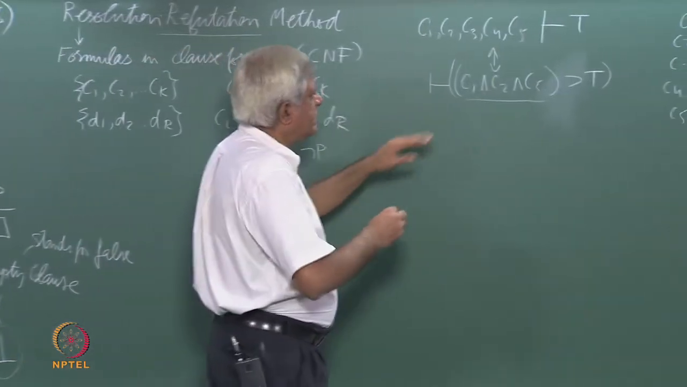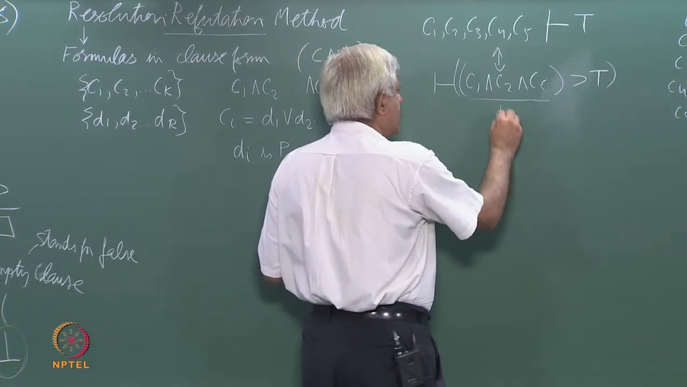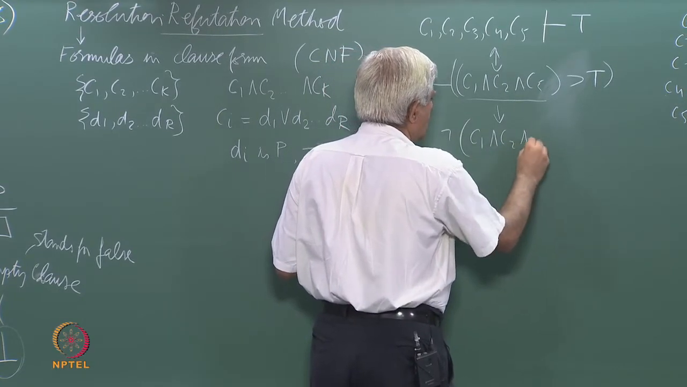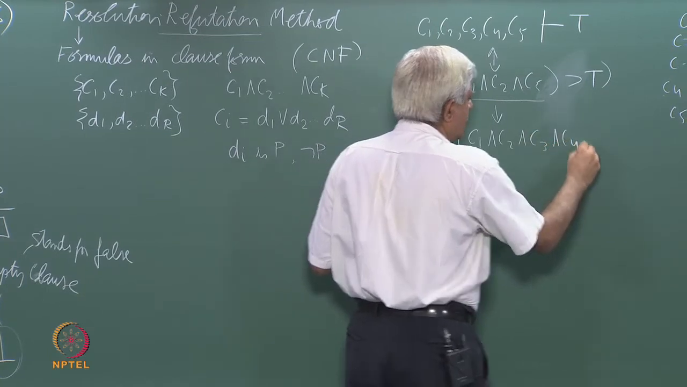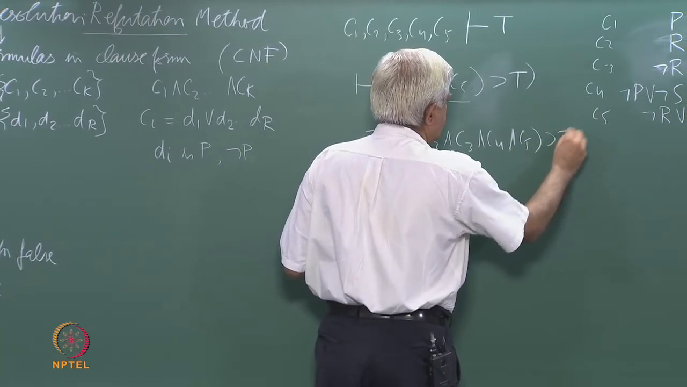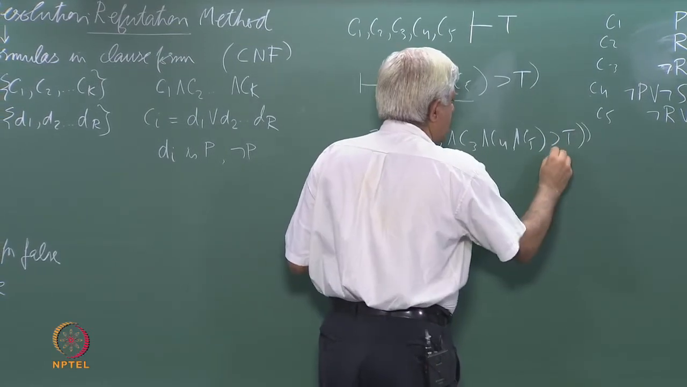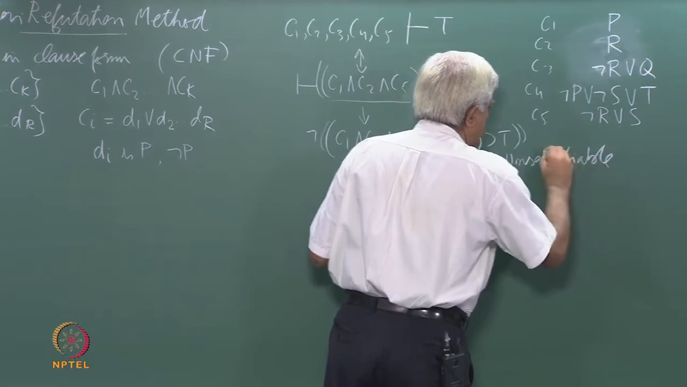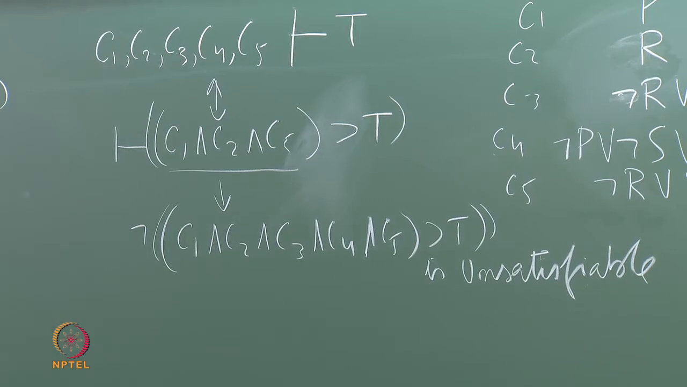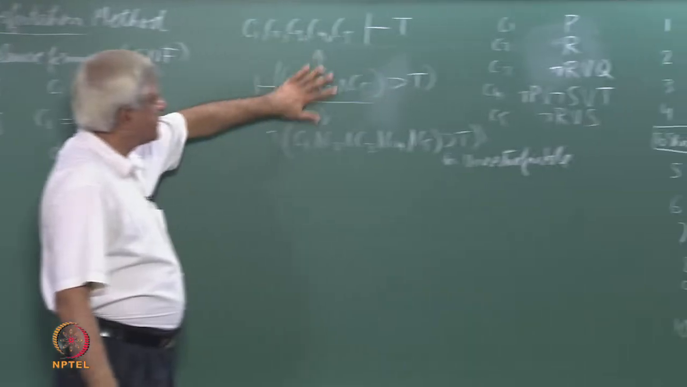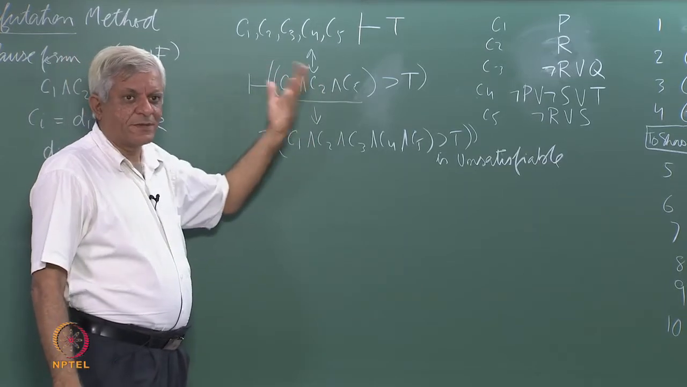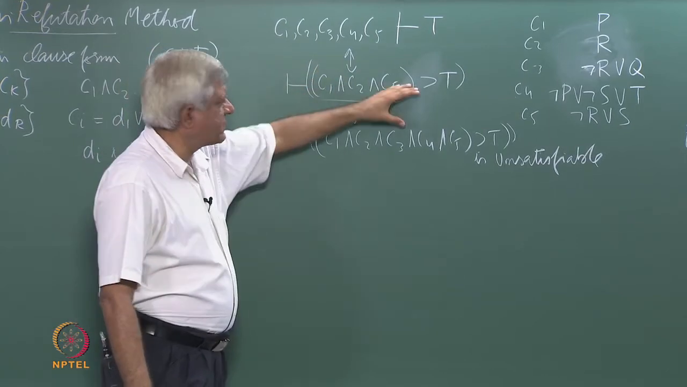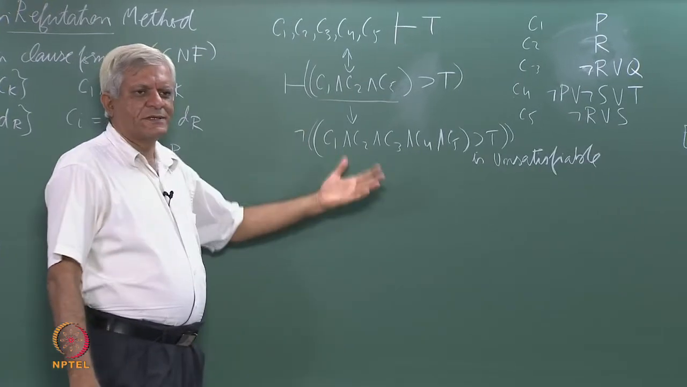So, I am trying to show that this is true, which means you show that the negation of this, C1 and C2 and C3 and C4 and C5 implies T, is unsatisfiable. So, instead of trying to show that this is a tautology, which means it can be derived, I am assuming a sound and complete system. Instead of trying to show that it is a tautology, I can say that take its negation and show that it is an unsatisfiable formula.